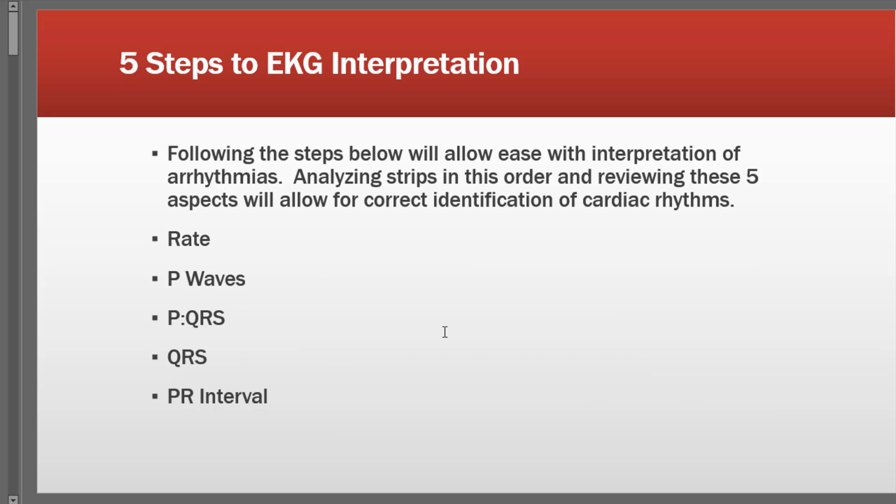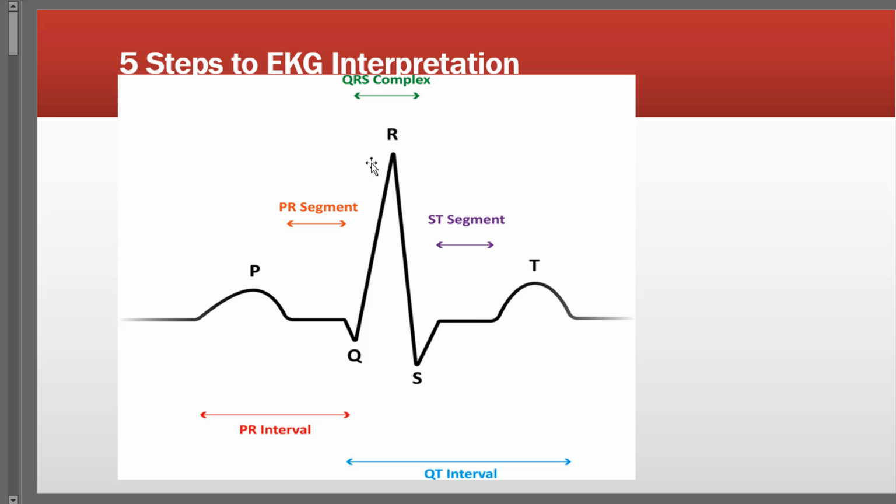Today we're going to talk about EKG interpretation. We're going to analyze some strips, and when we do that, we'll be reviewing the rate, the P waves, the P to the QRS, and then the PR interval. This looks like a normal sinus rhythm. As you notice, you'll have the P wave here, the PR segment, the QRS, and then the T. You also have segments within them. You have the PR interval, the PR segment, the ST segment, and also the QT interval.